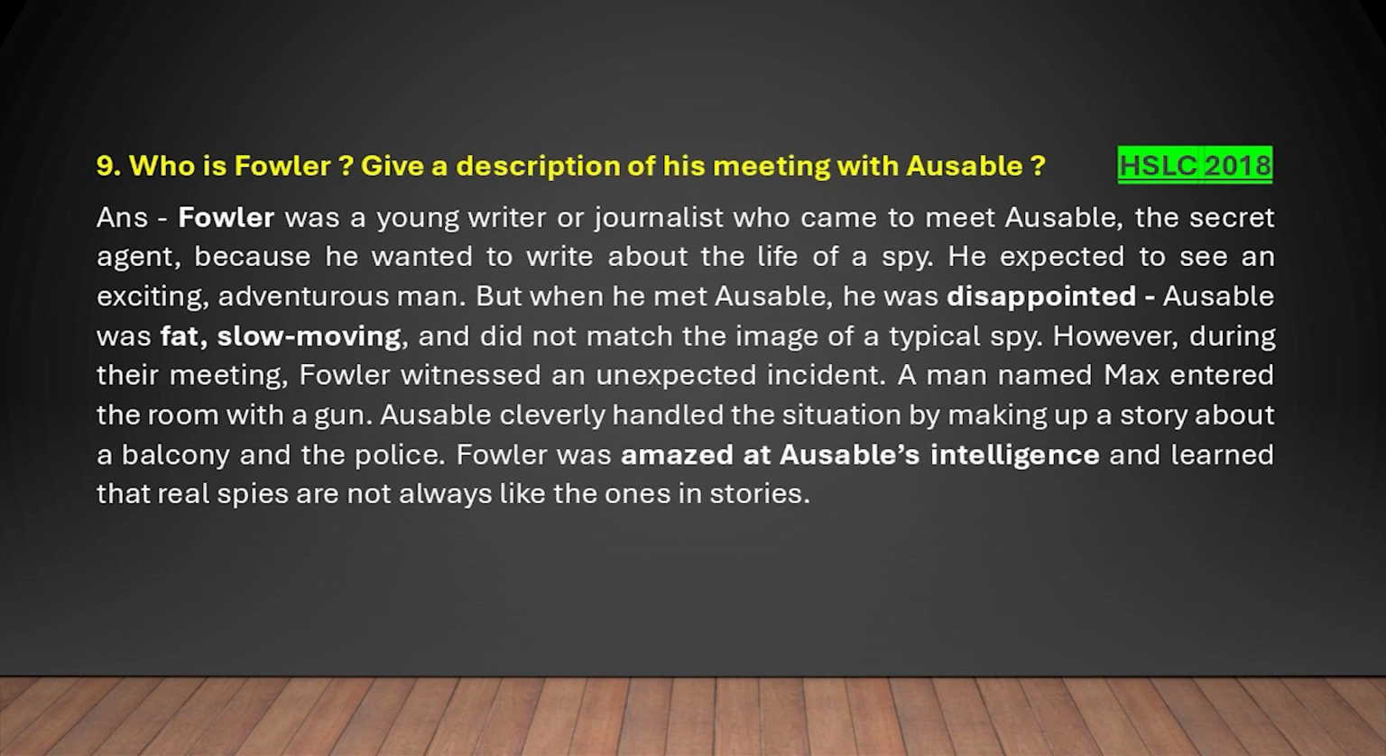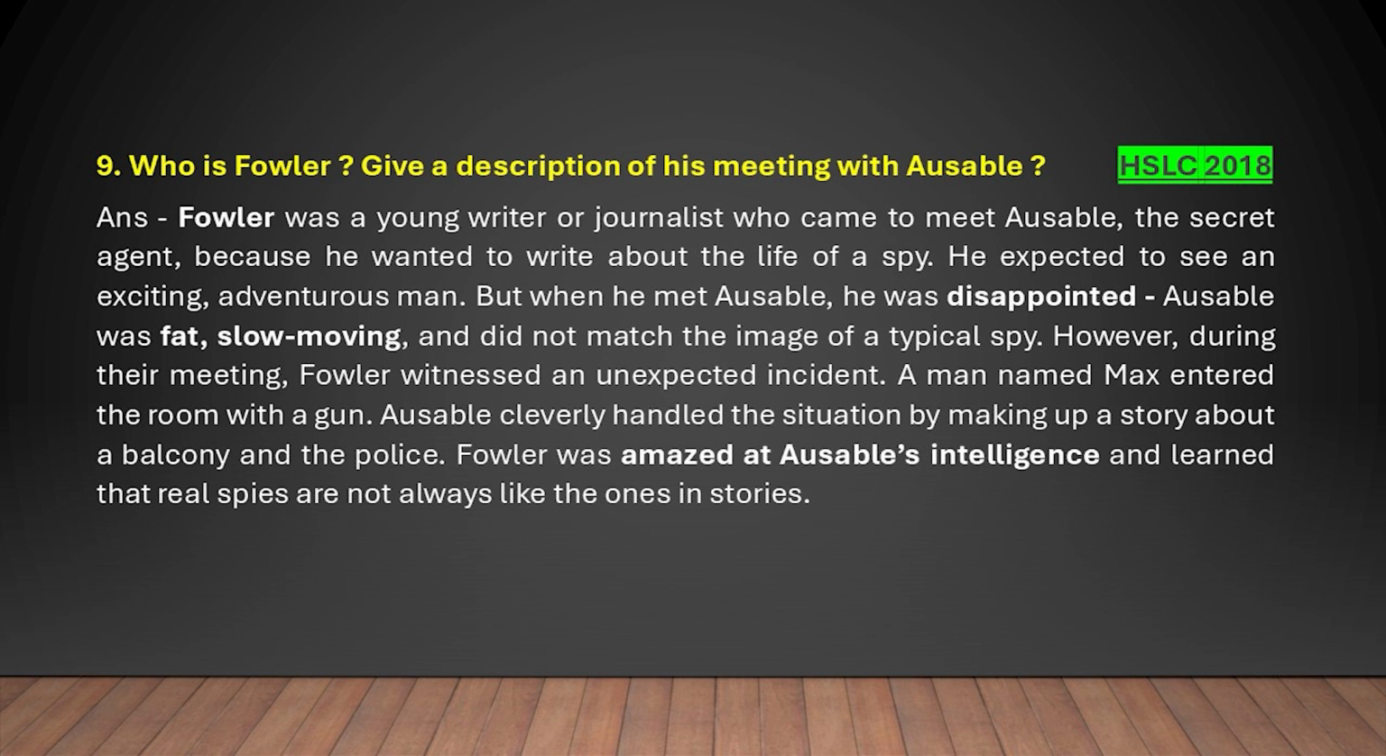9. Who is Fowler? Give a description of his meeting with Ausable. HSLC 2018. Answer. Fowler was a young writer or journalist who came to meet Ausable, the secret agent, because he wanted to write about the life of a spy. He expected to see an exciting, adventurous man. But when he met Ausable, he was disappointed. Ausable was fat, slow-moving, and did not match the image of a typical spy.